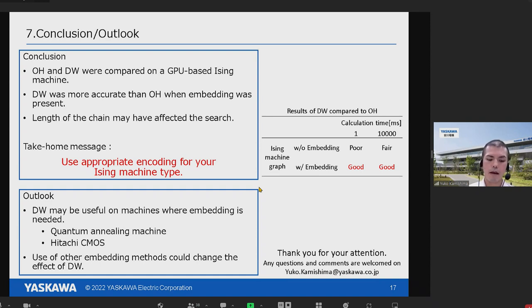And finally, the outlook. Domain wall encoding may be useful on machines where embedding is needed, for example, the D-Wave Systems quantum annealing machine and Hitachi's annealing machine. Although in this study we used clique embedding, other embedding methods may change the effect of domain wall encoding.